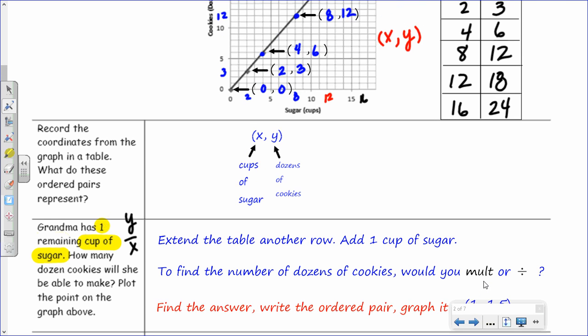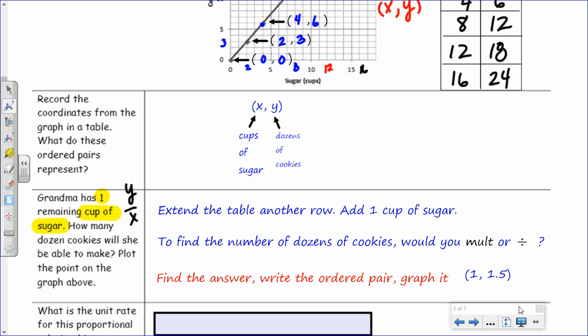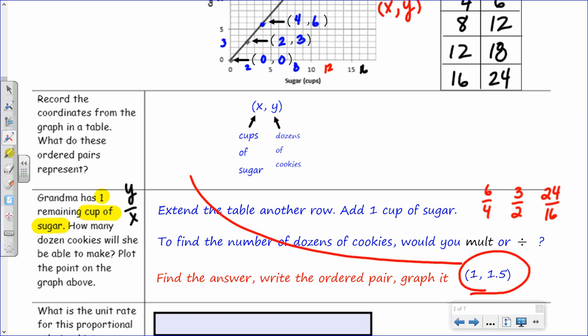Okay, hopefully you got 1.5. You don't have to write all this down. I just want to make sure that you got 1.5 when you divide it. So you could have done 6 divided by 4, 3 divided by 2, or 24 divided by 16. No matter what you get, it would be 1.5. And that point is right here. Okay, so where x is 1, y is 1.5.